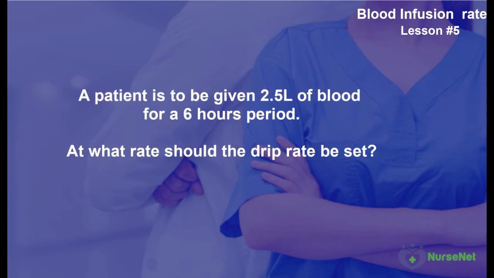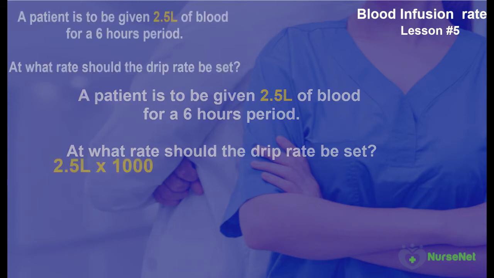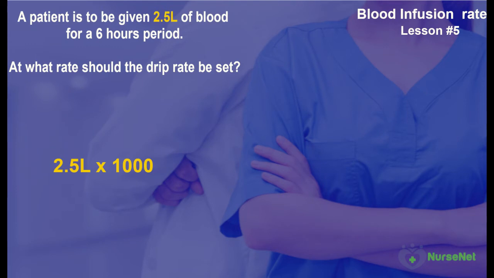A patient requires 2.5 litres of blood to be given over a 6-hour period. At what rate should the drip rate be set? Well, there are a few elements we need to convert before we proceed. Firstly, we need to convert litres into millilitres. So in this instance, 2.5 litres converted into millilitres requires us to multiply the 2.5 by a factor of 1000. Therefore, 2.5 litres multiplied by 1000 gives us 2500 millilitres.